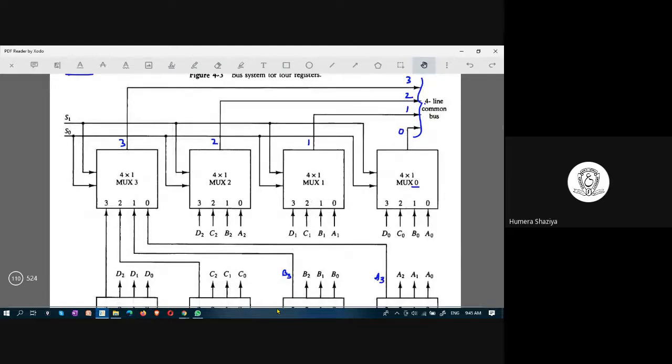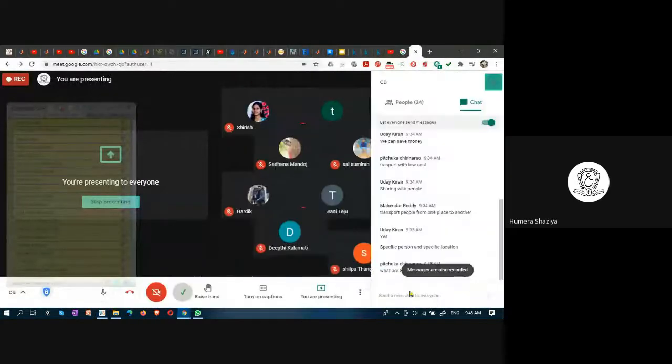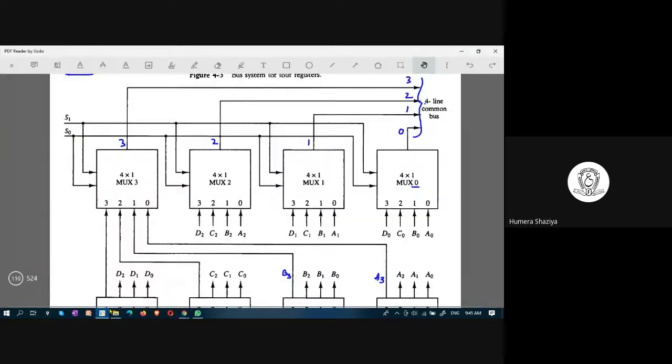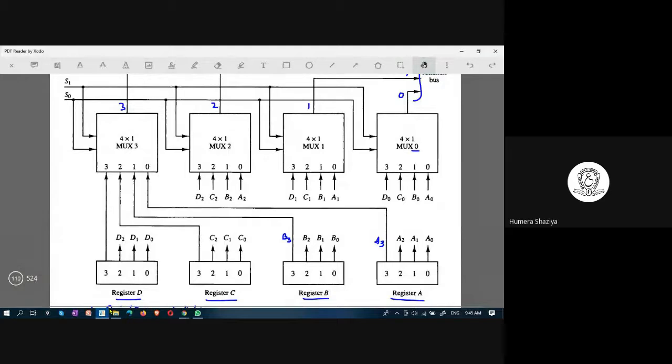Let us look at this configuration now. Let me check what are S0 and S1. Yes, I will explain S0 and S1. Here mux 0 is getting the 0th bit of every register. Try to understand this. A0, B0, C0, D0. What is mux 1 getting input from? From all the 4 registers, which bit? First bit. What is mux 2 getting? It is getting the second bit from all 4 registers. And the third multiplexer is receiving the third bit from all the 4 registers.